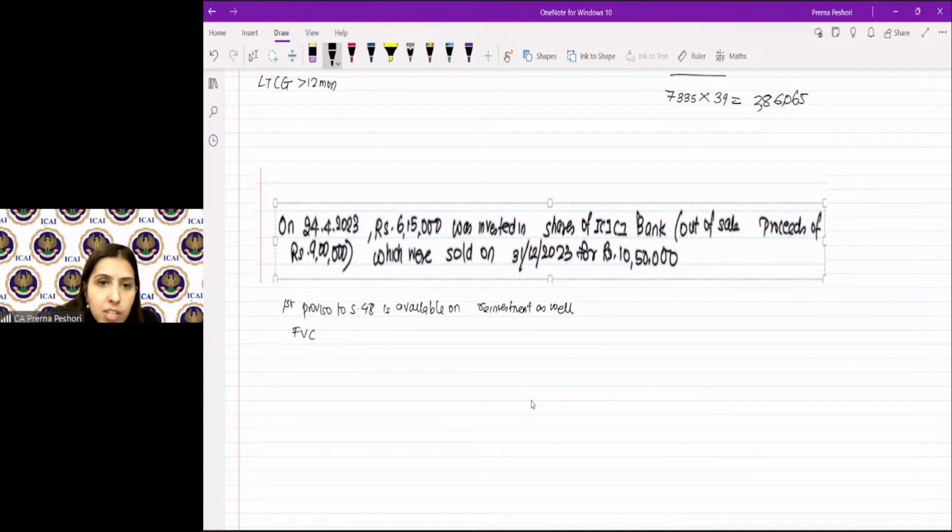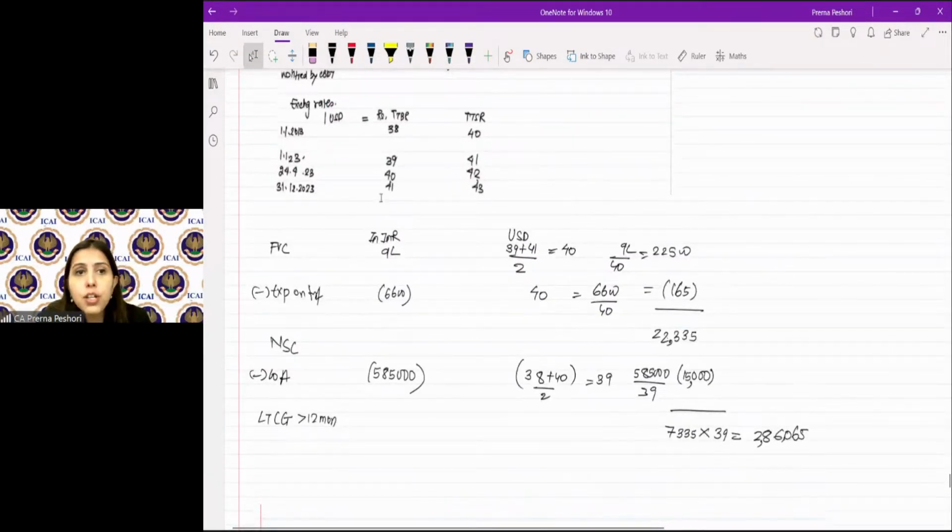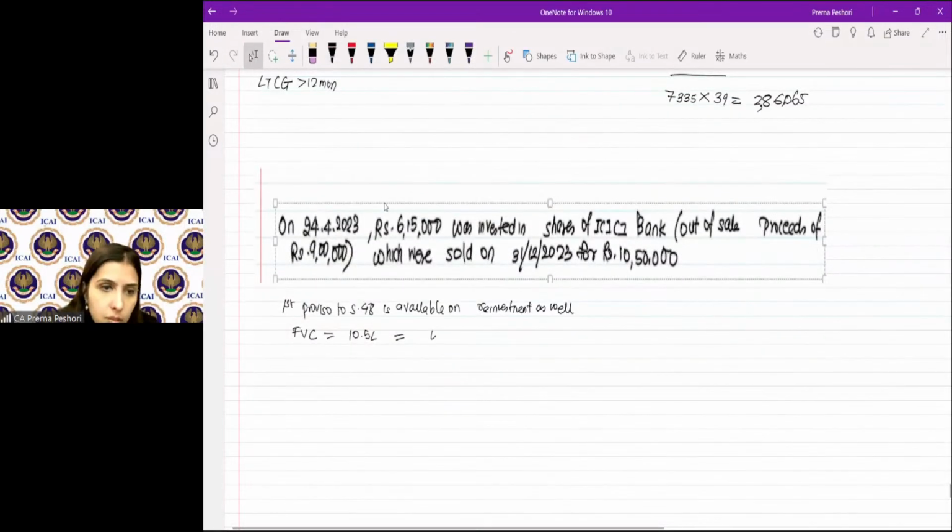So here also my FVC is 10.5 lakh, right? So what I will do is, on this date, I will convert it into the foreign exchange first. So 31st 12 2023, 41 plus 43 divided by 2, which comes to 42. So 10.5 lakh divided by 42 comes to 25,000, less the cost of acquisition. This is the short-term capital gain because it is less than 12 months, right?